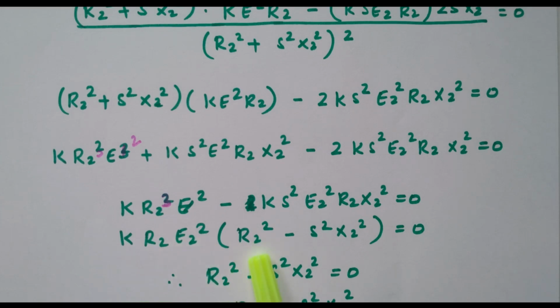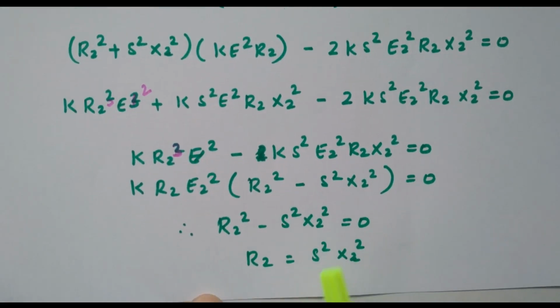So what will happen here? We have r2 square minus s square into x2 square, right? The k is taken outside, e2 square is taken outside, r2 is also taken outside, only x2 square is available here, right? So while equating this term, what will happen? This term automatically becomes 0. Only we have R2 square minus S square x2 square equal to 0. Bring this term to the right hand side, so that R2 square equal to S square into x2 square.